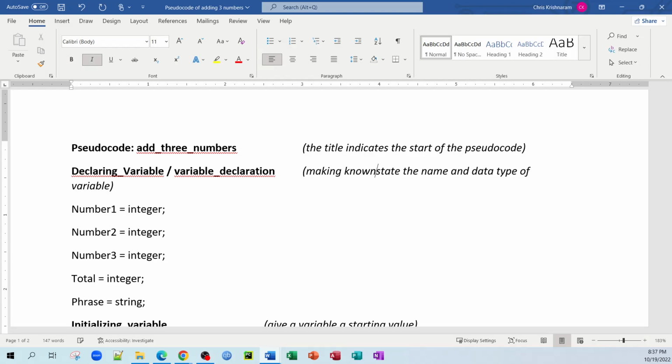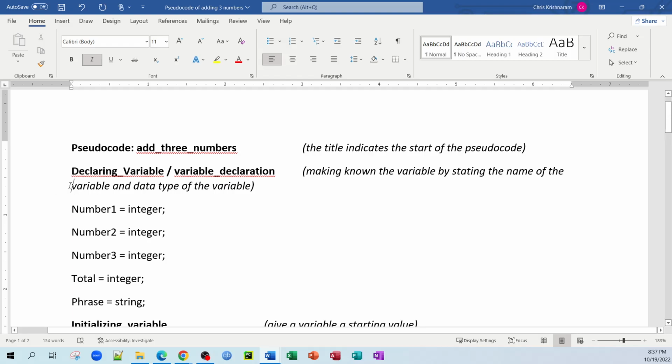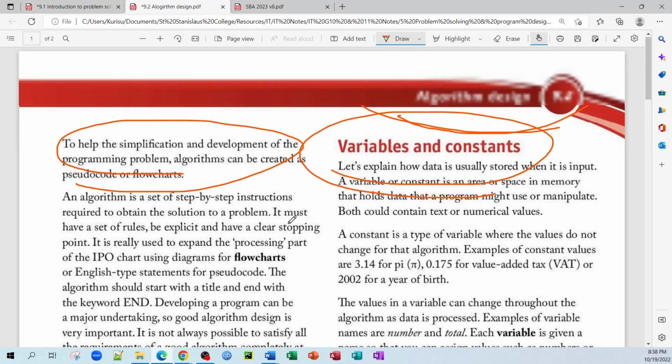So making known the variable by stating the name of the variable and the data type of the variable. That is how we declare the variable. You have to make it known by stating what is the name of the variable and what is the data type. And we already looked at this here.